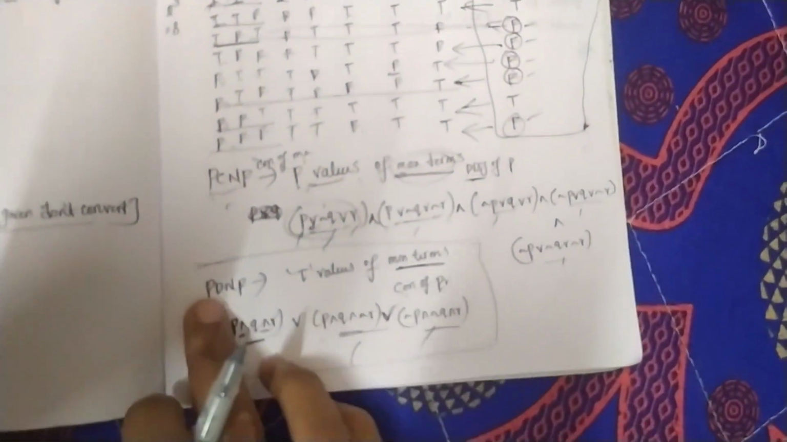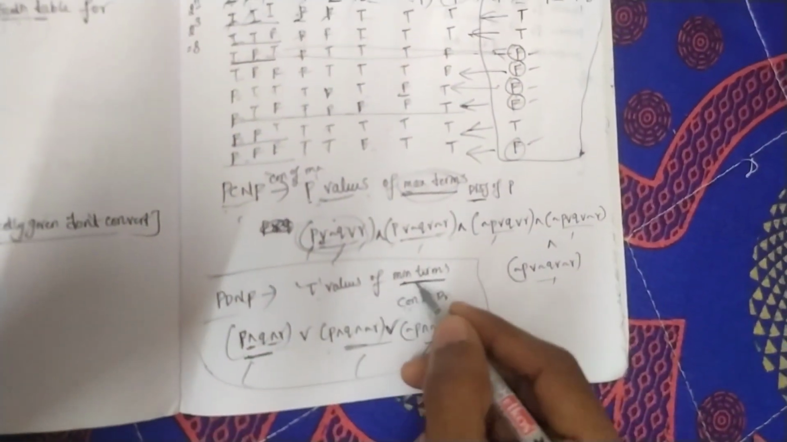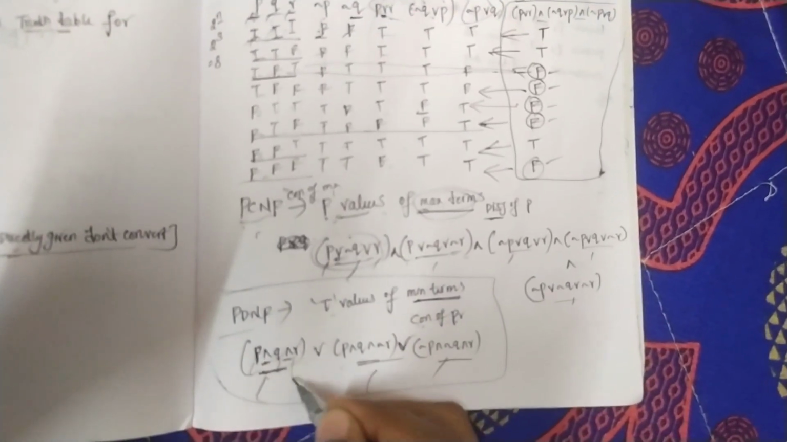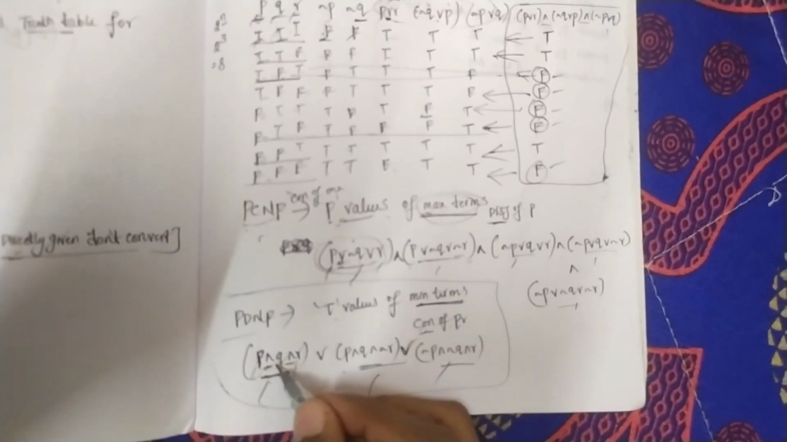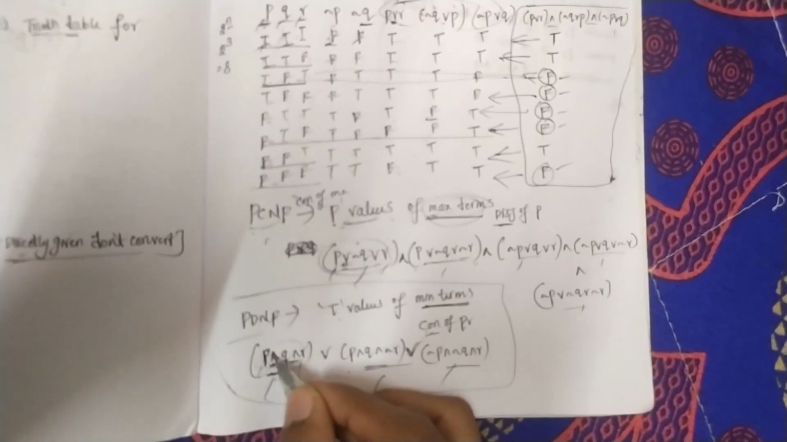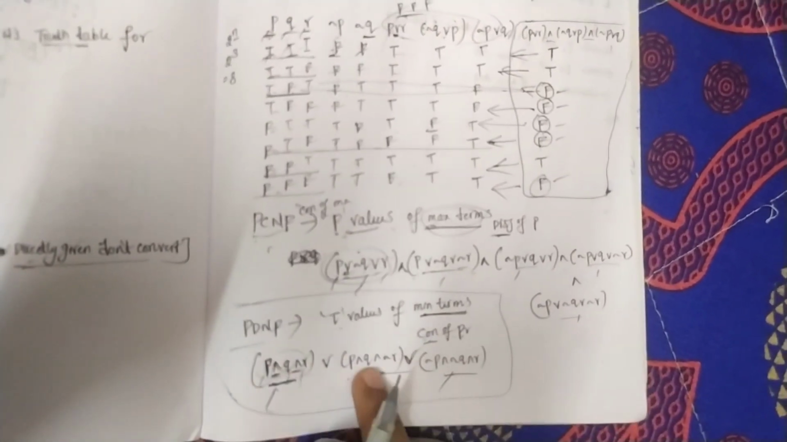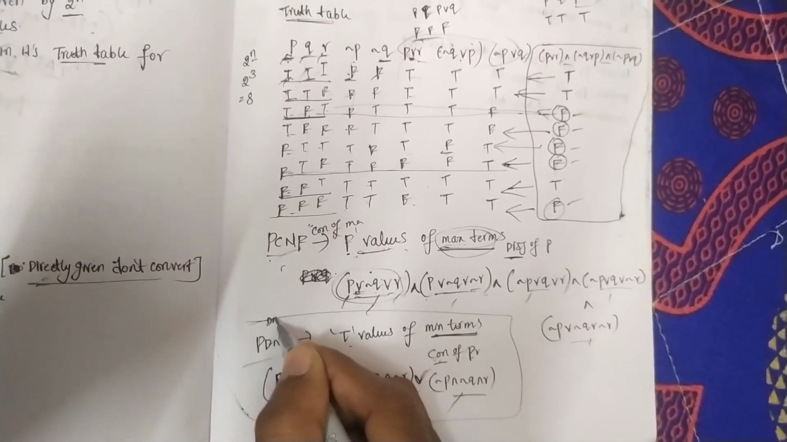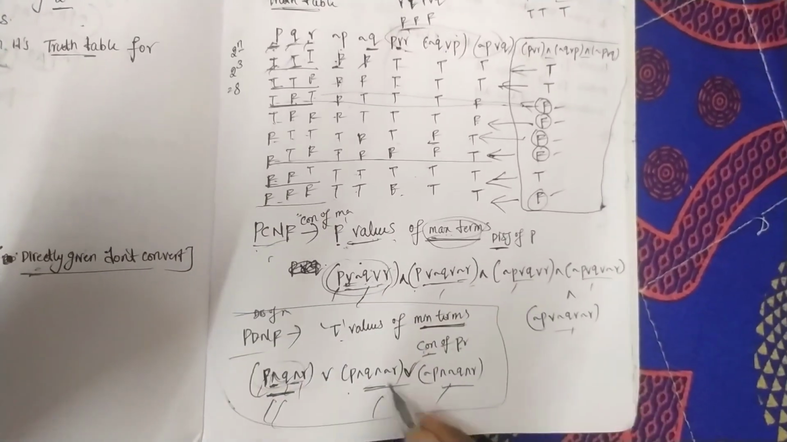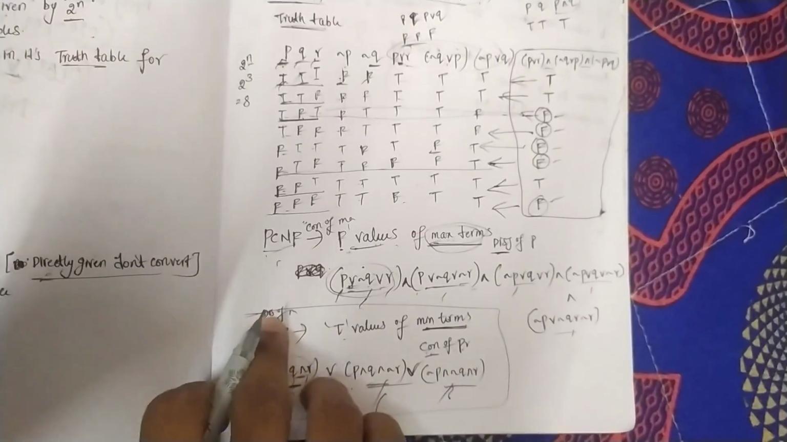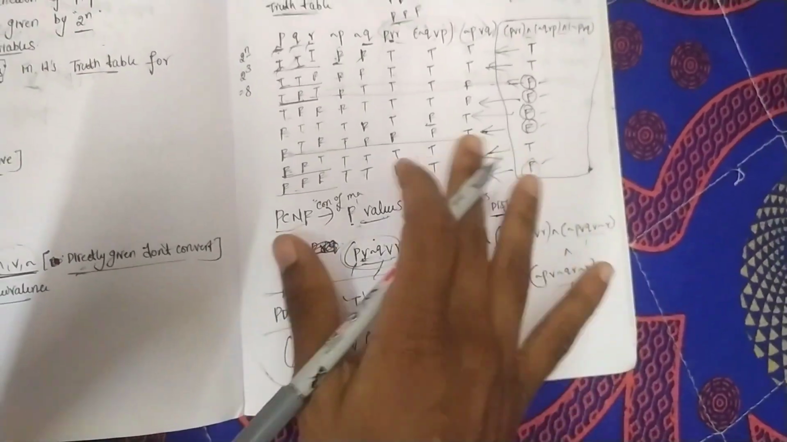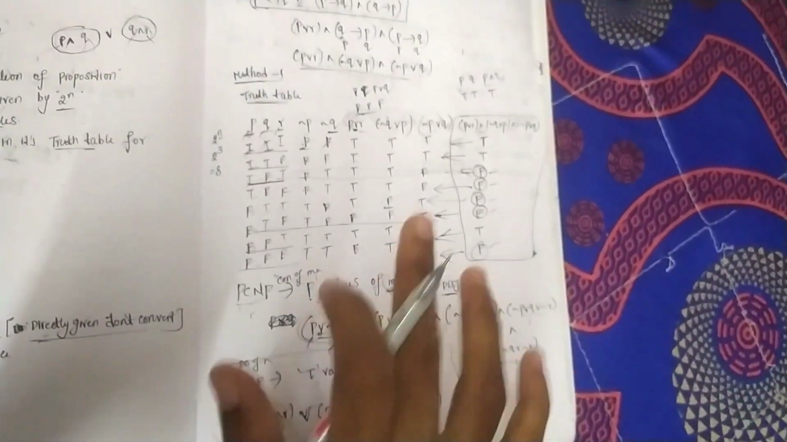Now PDNF means true values of minterms. Minterm means conjunction of propositions. These are the propositions; conjunction means we place AND in between the propositions. So these are the minterms. These three are the minterms. Here PDNF means disjunction of minterms. 1, 2, 3 are the minterms. In between we have to place disjunction, that means the OR symbol. So this is the PDNF value of the given problem.